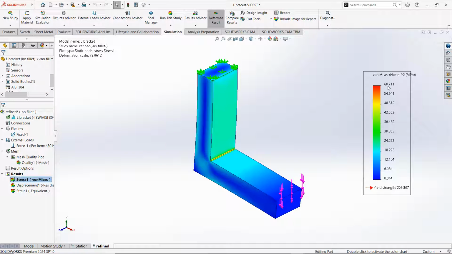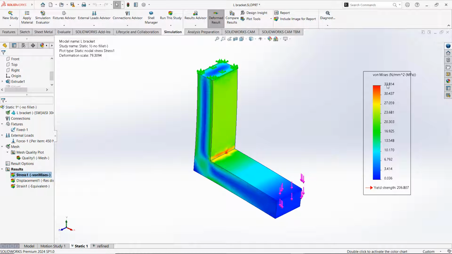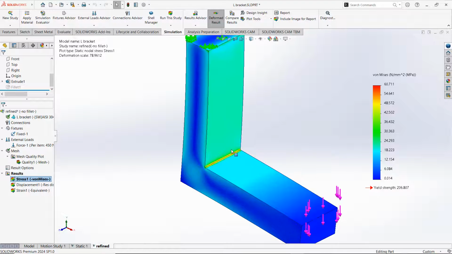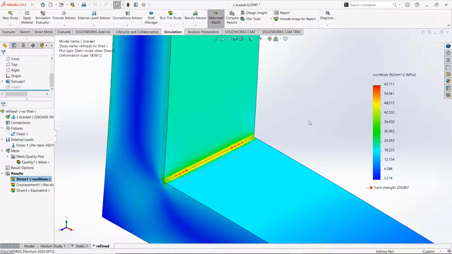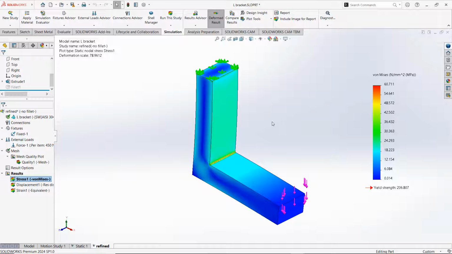Now what we've got is a massive, well, relatively massive 60 megapascals. I say relative with respect to the original study we did, that was only 33 megapascals. So what is going on here? If we open up that stress plot and take a look, the fact that the stress is doubling just by refining the mesh suggests that we've got a modeling problem here and that result is not realistic.